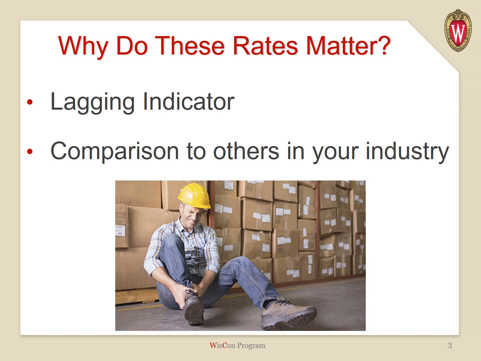These rates can also be used to compare your company to other companies in your industry. The U.S. Bureau of Labor Statistics Injuries, Illnesses, and Fatalities Program uses injury and illness data sorted by North American Industry Classification System, NAICS codes, to identify high hazard industries and employers.